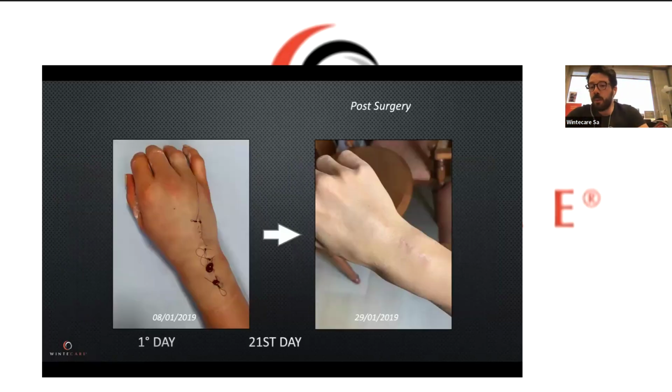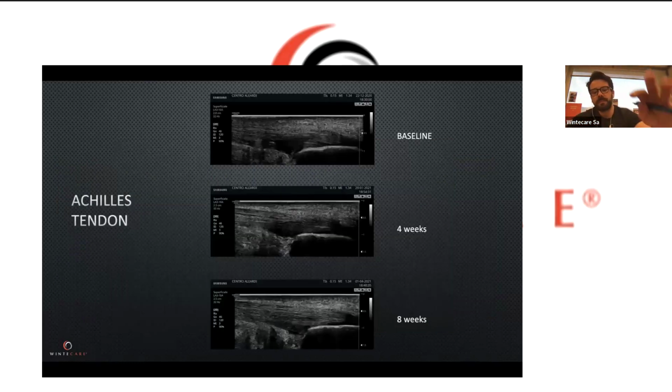Post-surgery, 21 days. First week, drainage. Second week, drainage and regeneration. Third week, adhesion management with some thermal effect. Okay, 21 days, the girl is back to training. Another example of tendon, once again, the hole over here, the fibers appearing grayish here, then the tendon appears healed after 8 weeks.